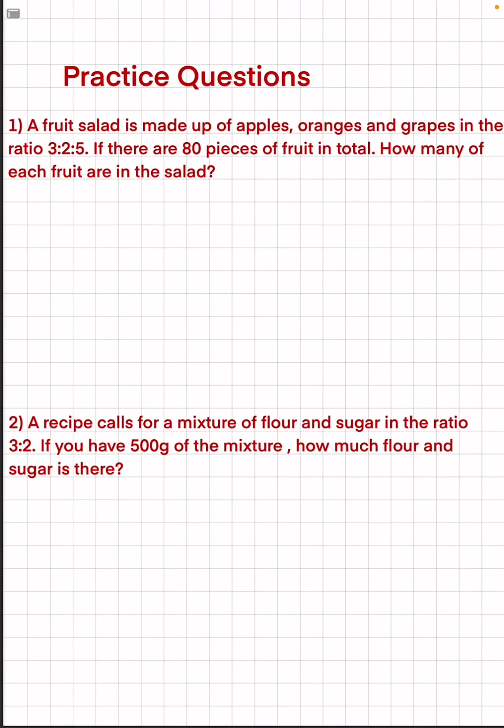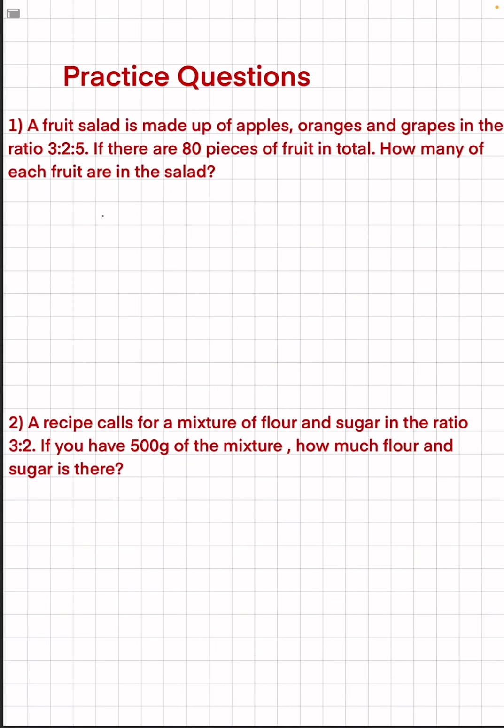Here are some practice questions for you to try. Press pause and have a go at them, and when you're ready for the answers, press play. Question 1 says a fruit salad is made up of apples, oranges, and grapes in the ratio 3, 2, and 5. If there are 80 pieces of fruit in total, how many of each fruit are in the salad?